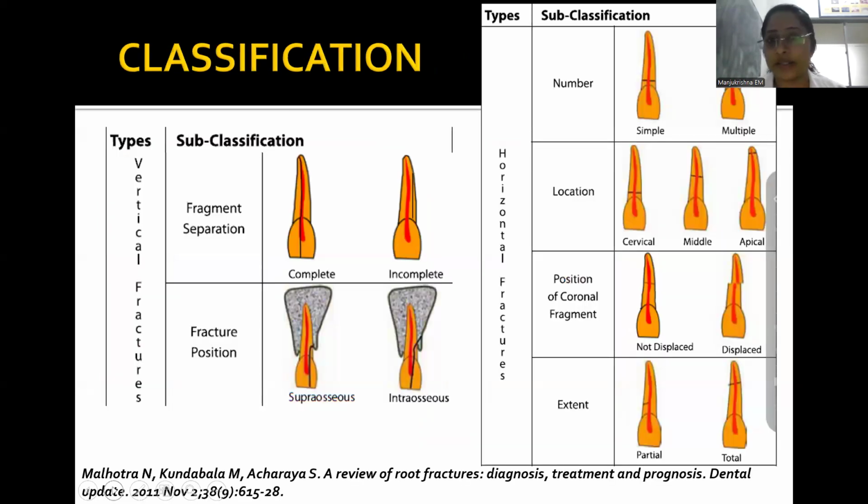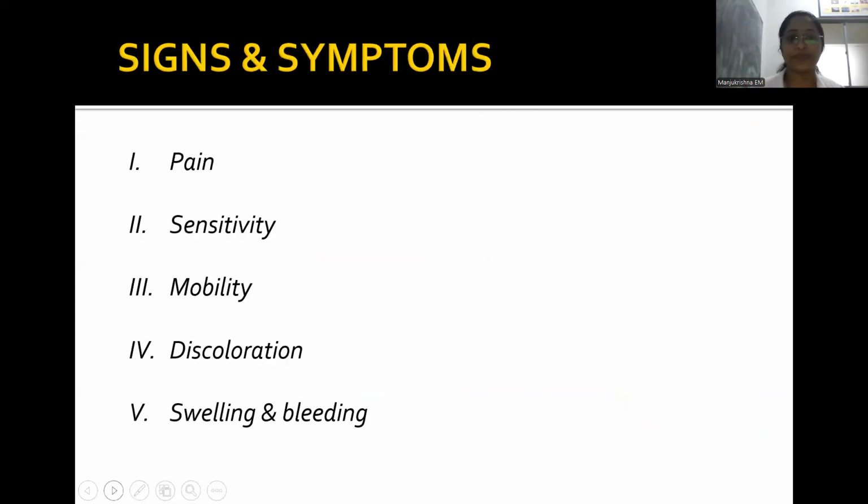Coming to classification, it can be classified into vertical and horizontal fractures. Vertical fracture means fragment separation that may be complete or incomplete, and the fracture portions may be supraosseous or intraosseous. Horizontal fractures may be simple or complex. According to location, you can divide into cervical, middle, and apical. According to the position of the coronal fragment: no displacement, then displaced, extruded, partial, and total.